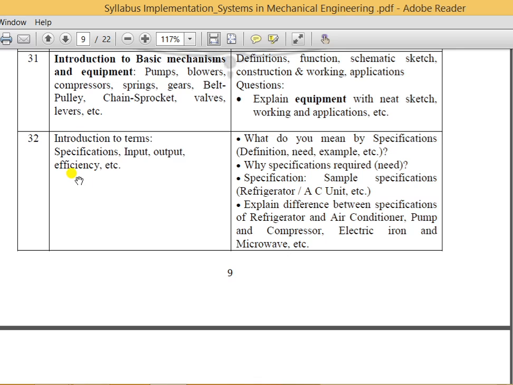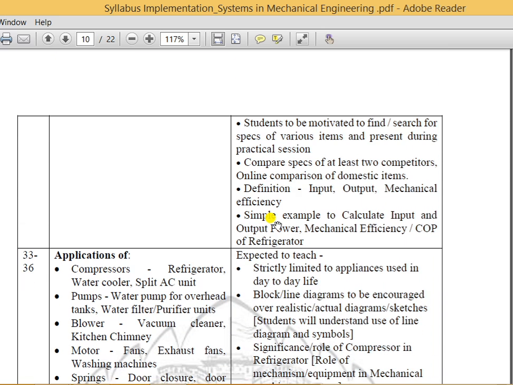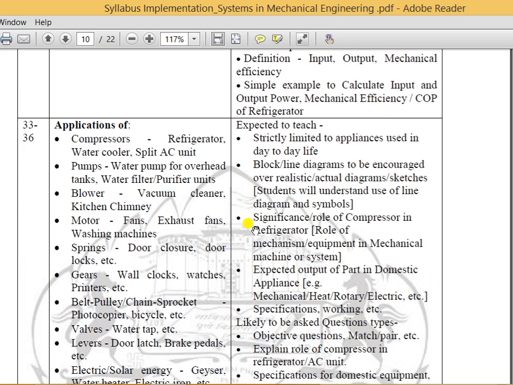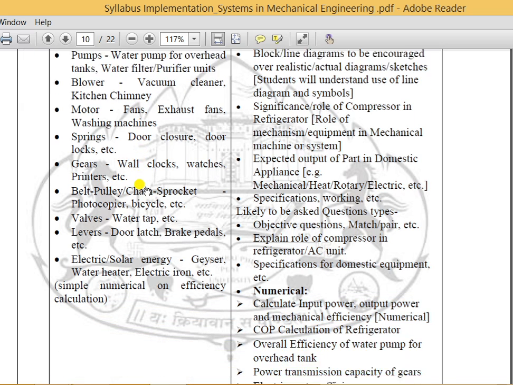Some small examples you may get, such as what do you mean by input, output, efficiency, depending on the air conditioner, refrigerator, electric iron, pump, or microwave. How they are working is important. You need to remember the definitions, what you mean by input, output, mechanical efficiency, and simple examples to calculate input and output power and mechanical efficiency. COP of a refrigerator may be asked in final examinations. You need to remember the applications where compressors are used: refrigerators, water coolers, split AC, water pumps for overhead tanks, water filters or purifiers, blowers in vacuum cleaners and kitchen chimneys. Motors are used in fans, exhaust fans, washing machines.